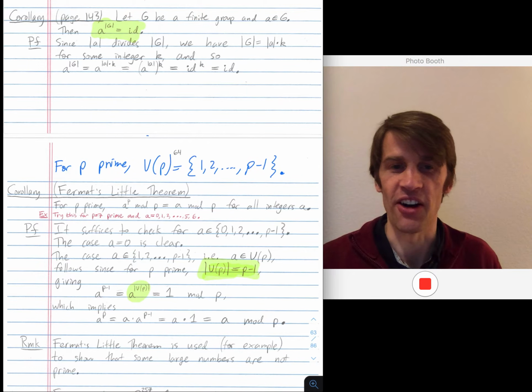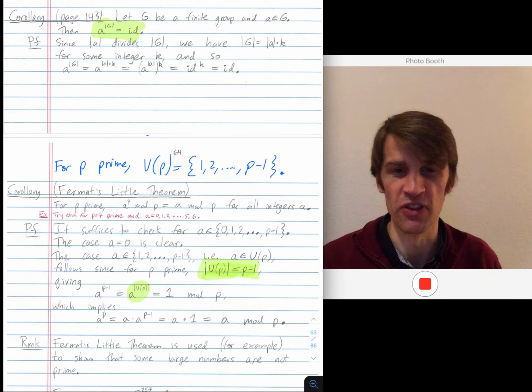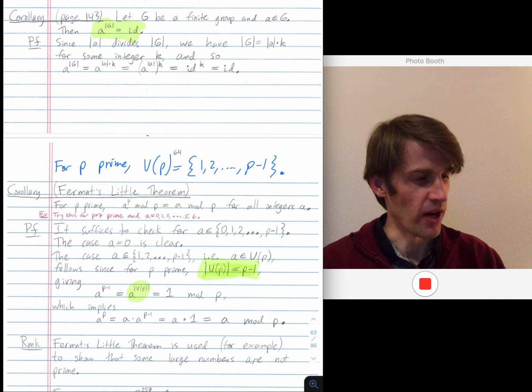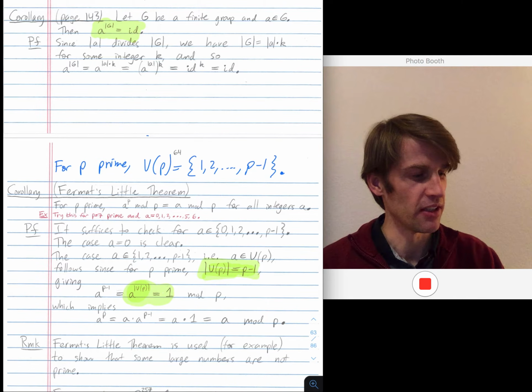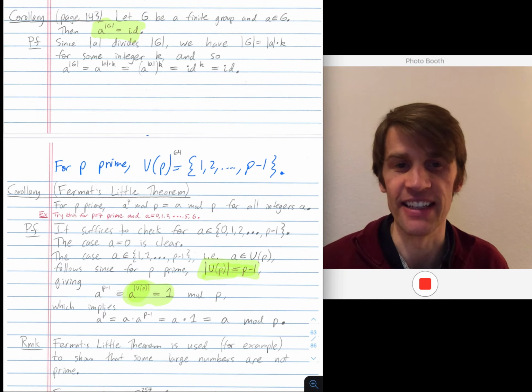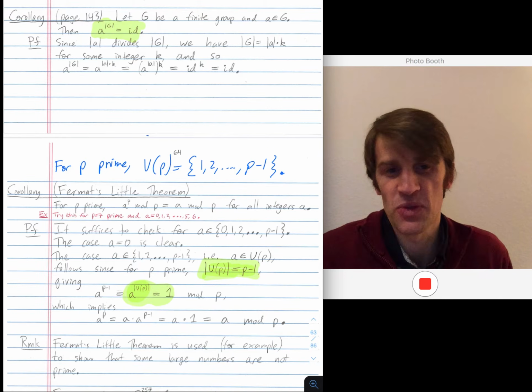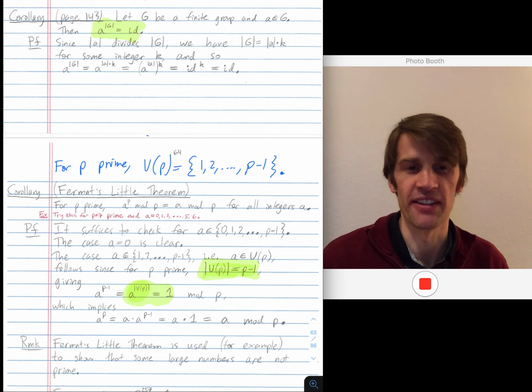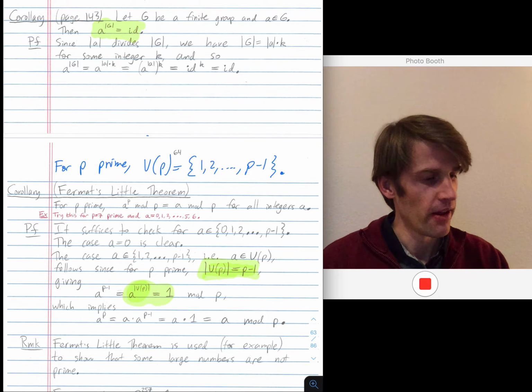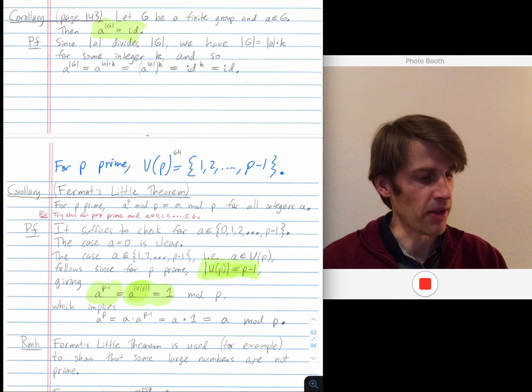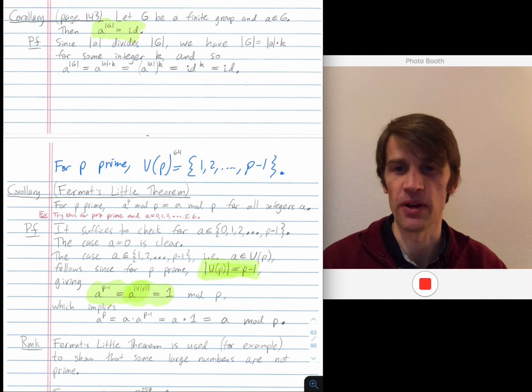Right now, our group is U(p), the group of units mod p. So any element raised to this power, the size of U(p), is congruent to the identity in U(p), which is 1. Multiplying by 1 doesn't change anything. 1 is the identity. This equality here is explained because what is the size of U(p)? We saw that's p minus 1.